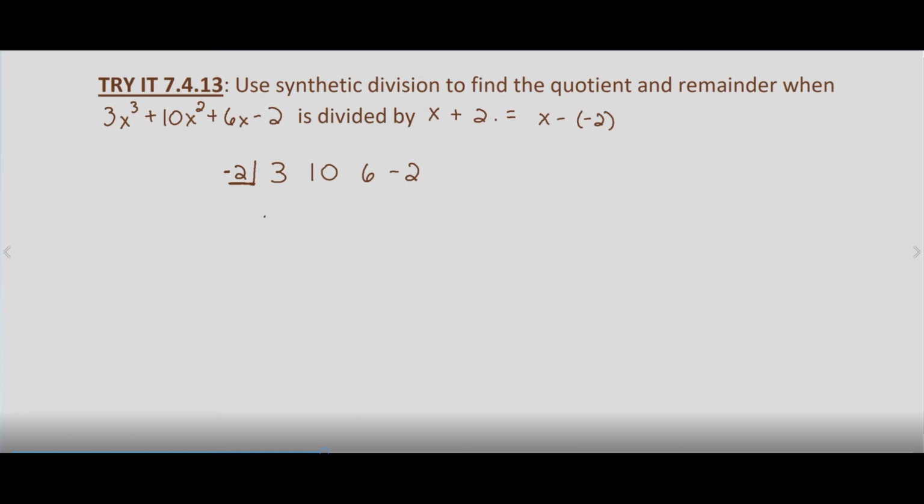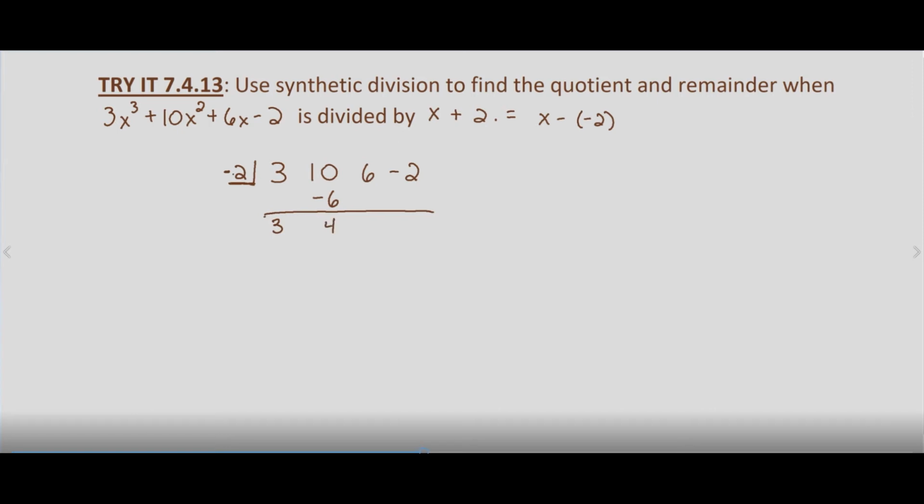So now we bring down the first coefficient. We draw a line here. We bring down the first coefficient. That's 3. We multiply that coefficient by the divisor and place the result in the second row underneath the second term in our synthetic division. So negative 2 times 3 is negative 6. And then we add the second column, putting the result in our third row. So 10 plus negative 6, or 10 minus 6, is 4.